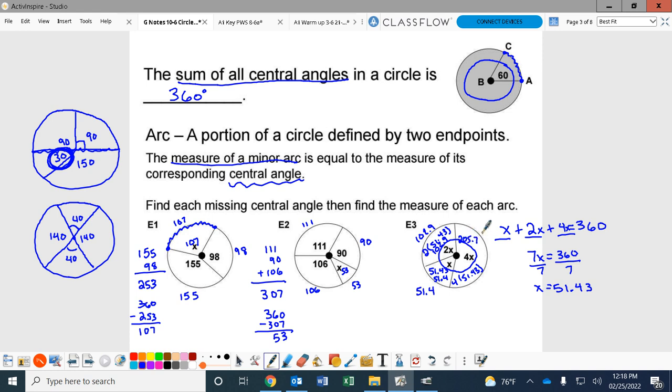205.7. Y'all agree on the rounding? Okay. So that arc would also be 205.7. So for the basics of the arc, anybody have any questions, concerns, finding the measure of those, anything about that? We're good on that? Anybody still writing? No? Okay, let's keep going. Here we go.